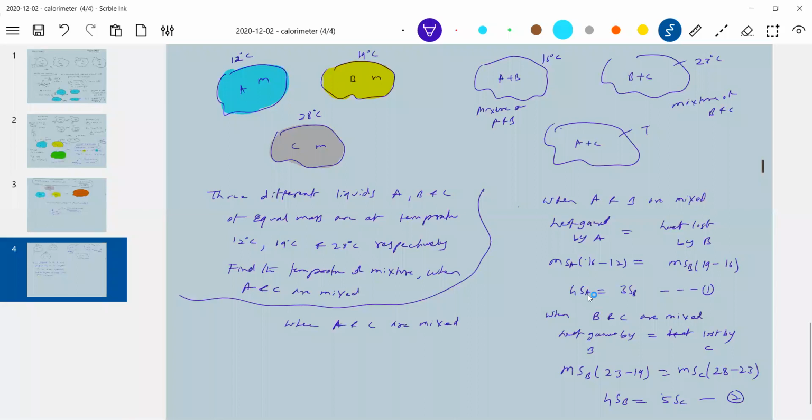When A and C are mixed, who will gain heat? A will gain it. So let me write directly: heat gained by A equals heat lost by C.